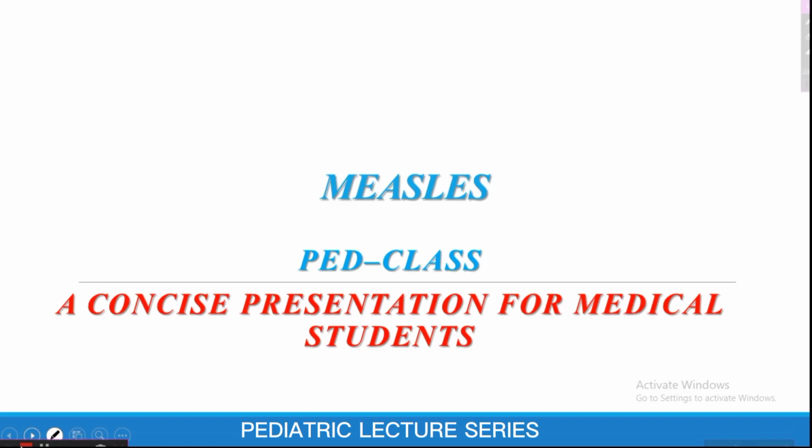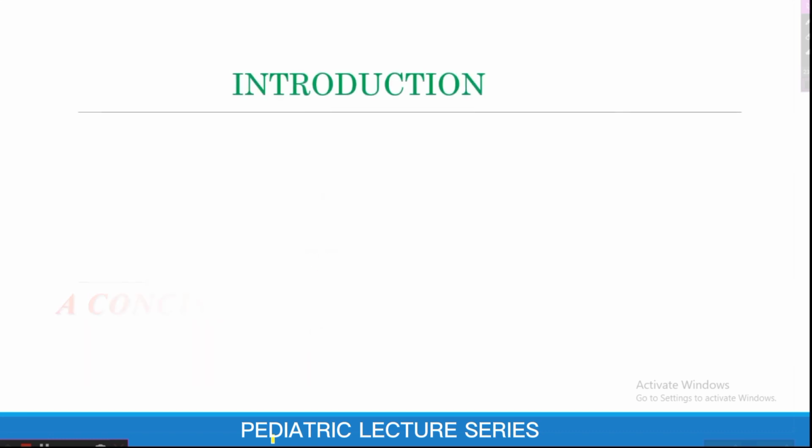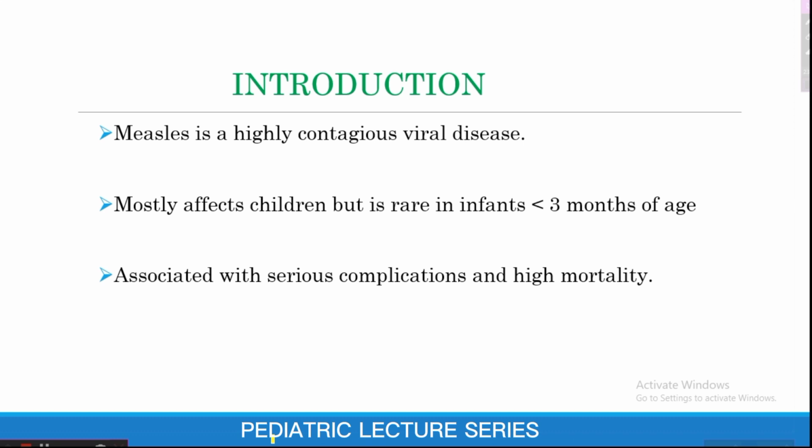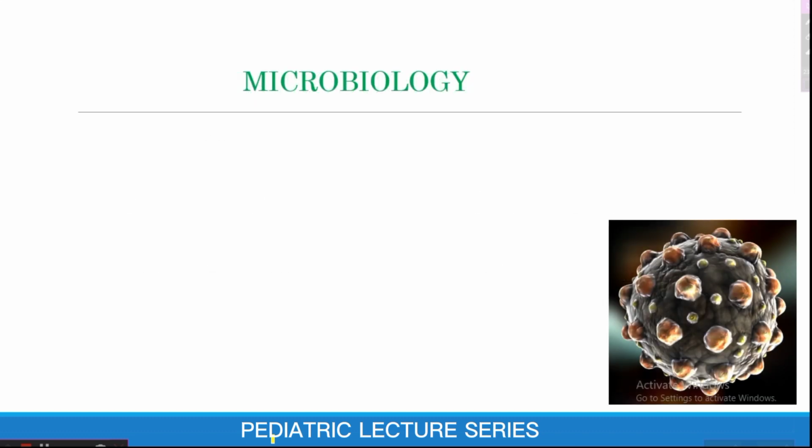Today we are going to look at measles virus infection. Measles infection is a highly contagious viral disease and mostly affects children and rarely affects infants less than 3 months because of the passage of maternal antibodies. It's associated with serious complications and high mortality. Check out my other video for a detailed explanation of the complications of measles. So let's dive in.